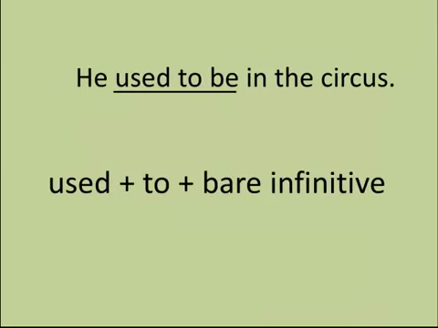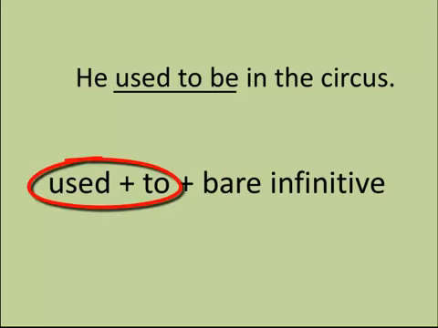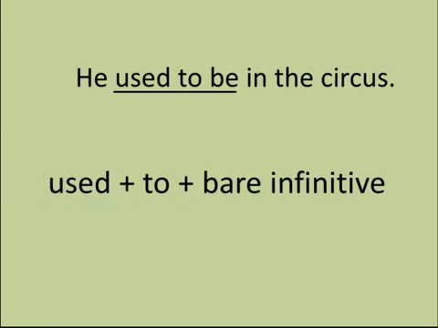So if we look at the form here, we've got used plus to plus the bare infinitive. In fact, the way we split this up usually is we think about used to as a semi-modal, in the same way that have to, ought to, want to, going to are semi-modals, followed by the bare infinitive. Of course, this is slightly semantic. You could say it's used plus the full infinitive, I suppose, but usually we look at used to as a block. The pronunciation here is used to be, used to be.